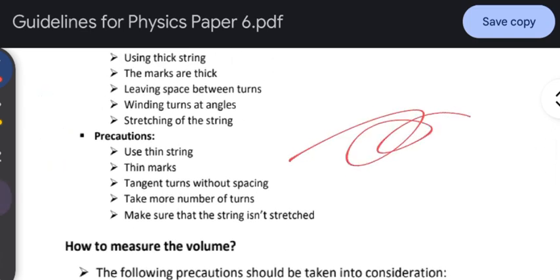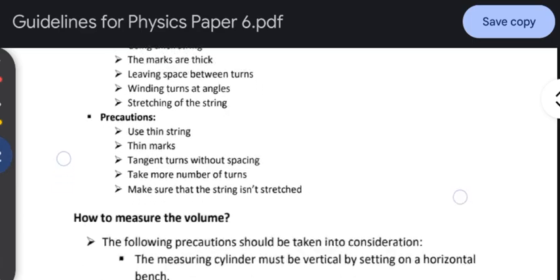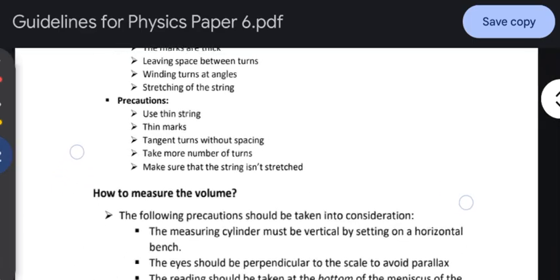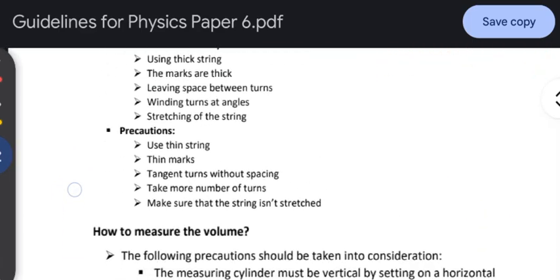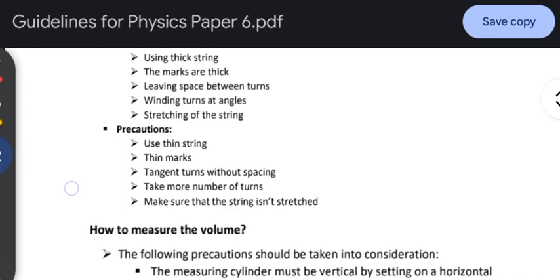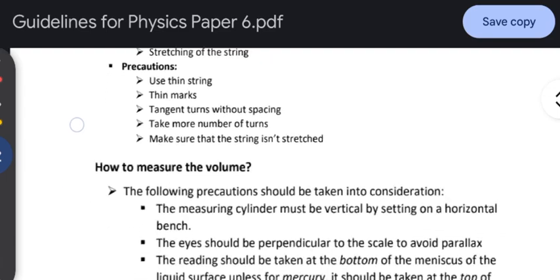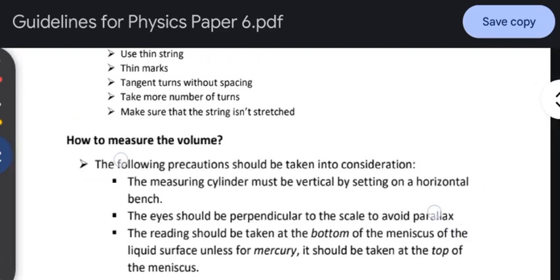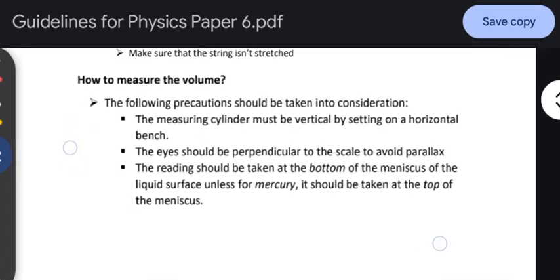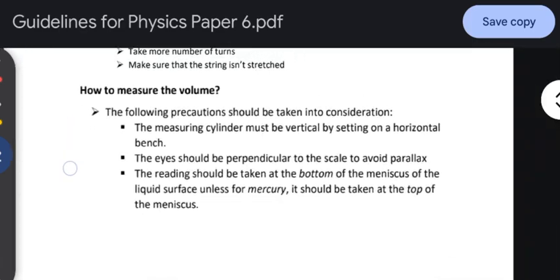Okay. Then what are the precautions you should be using? The precautions that you should be using are using a thin string. Of course, thin marks, basically just the opposite. You should use thin marks, tight turns without spacing, and of course, take a larger number of turns. Make sure that the string isn't stretched.